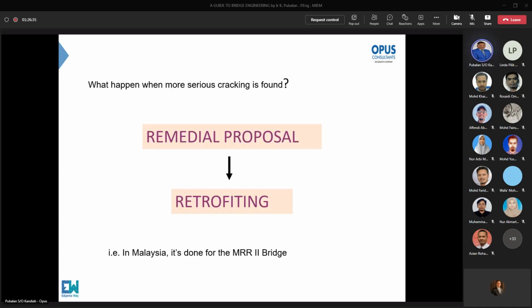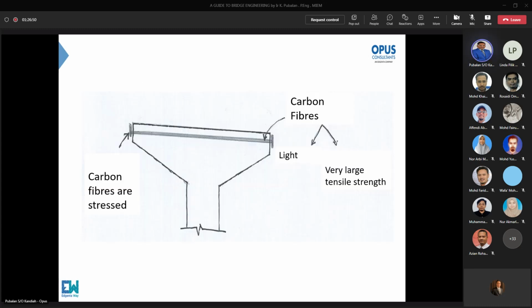So what happens when more serious cracking is found? You may do remedial work and propose a retrofit. Sama seperti middle ring road di mana mereka gunakan carbon fiber untuk retrofit. Okay, this is for middle ring road lah. Saya just buat satu sketch yang biasa. Tapi kalau kita lalu di bawah middle ring road yang ada sekarang dekat kawasan KL, kawasan Kepong dan sebagainya, kita dapat lihat ada carbon fiber. So what they have done, they actually retrofitted. So there must have been some kind of capacity problem. Okay.